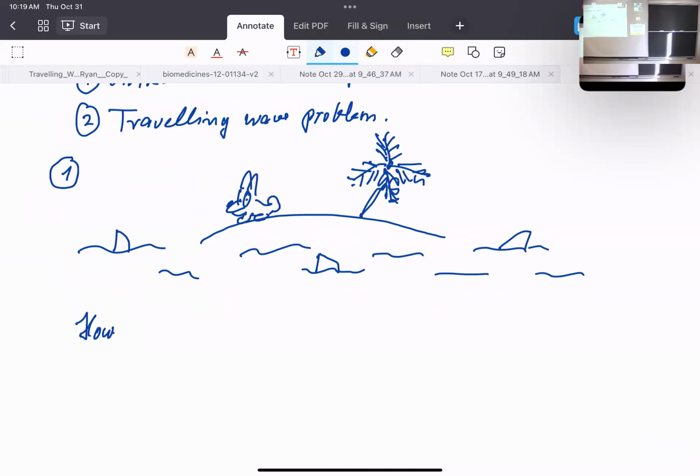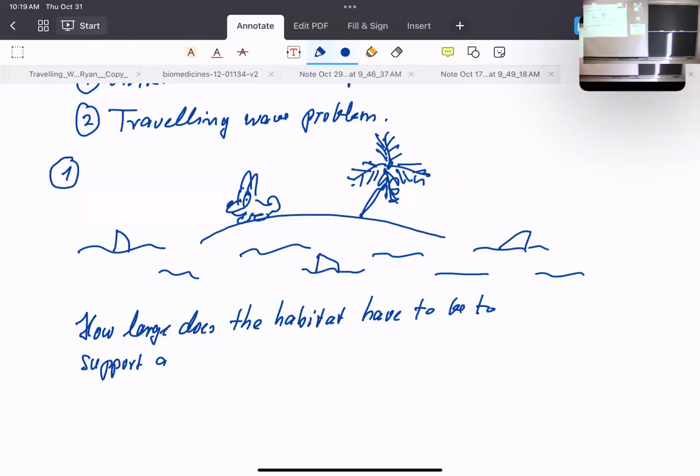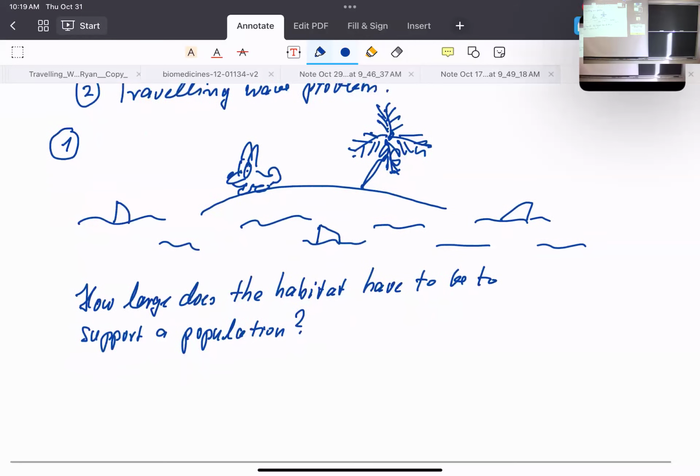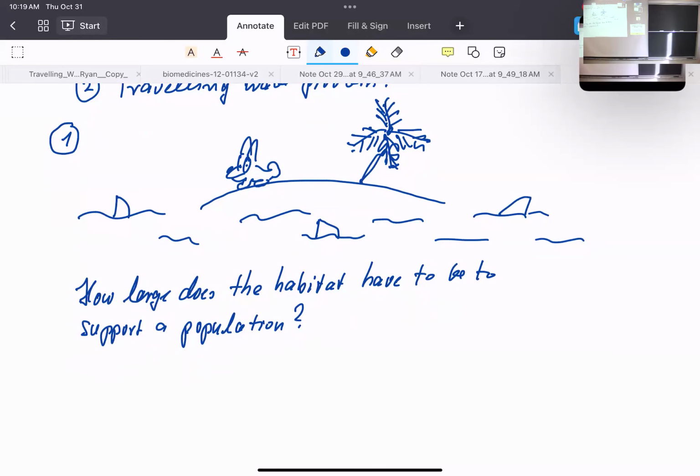Okay. How large does the habitat have to be to support a population? And we will answer this with mathematical models today.